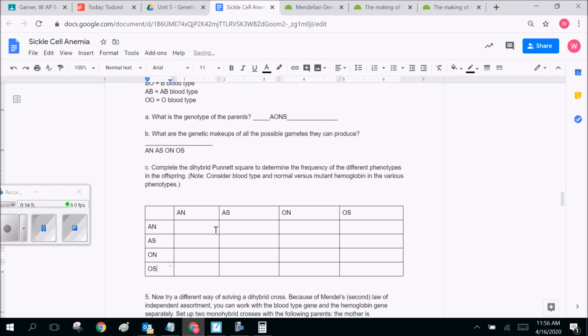Okay, and so now I can go ahead and put together my cross. I'm not going to do all of them, but I'm just going to show you what is going to happen here. So I'm going to go ahead and put these together, just these first ones here. And I like to put the dominant ones first.